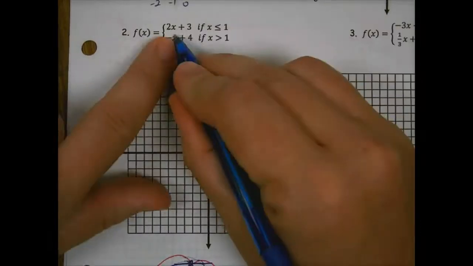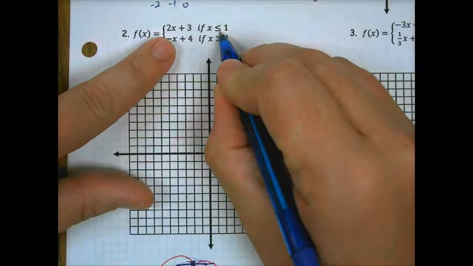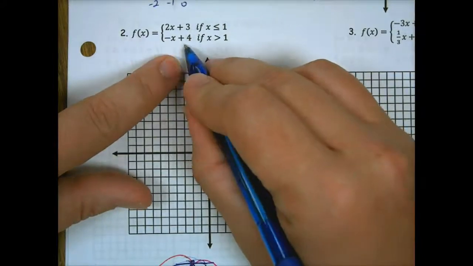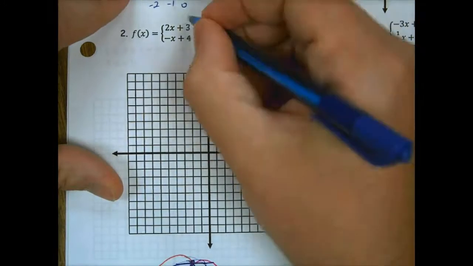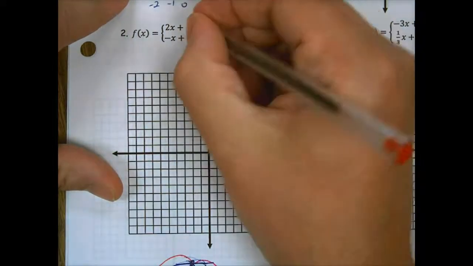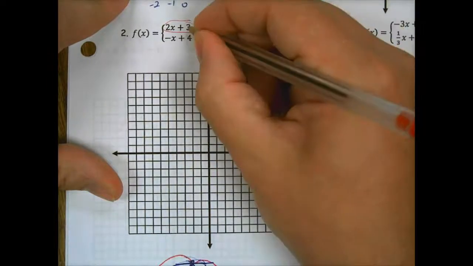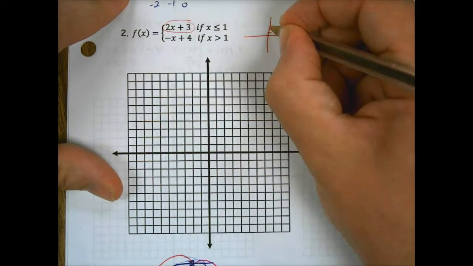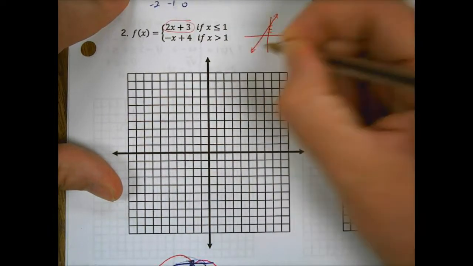So kind of starting off easy with you guys, we have the line 2x plus 3 as long as our x values are less than or equal to 1. We also have the line negative x plus 4 as long as our x values are greater than 1. So say I just graph 2x plus 3. If I take that 2x plus 3 as a y-intercept of 3, so 1, 2, 3, the slope is up 2 over 1, so I will have a line something like that.